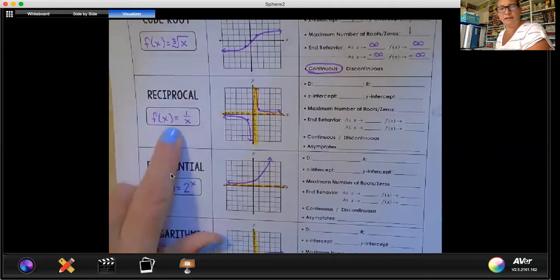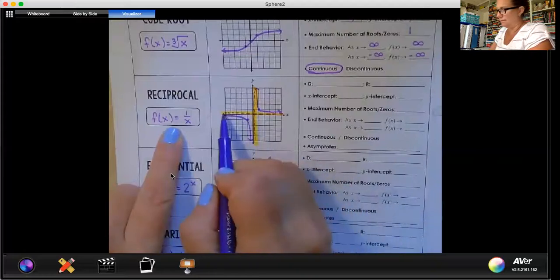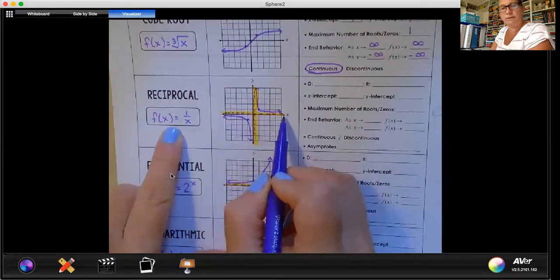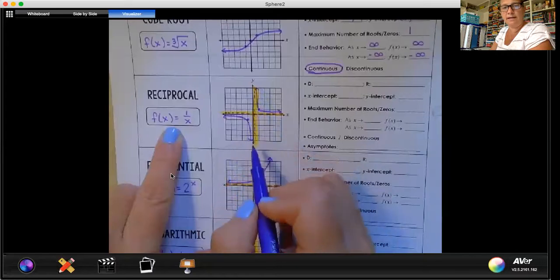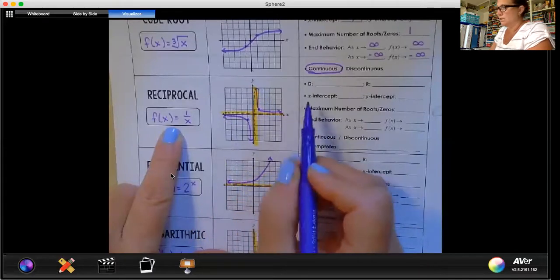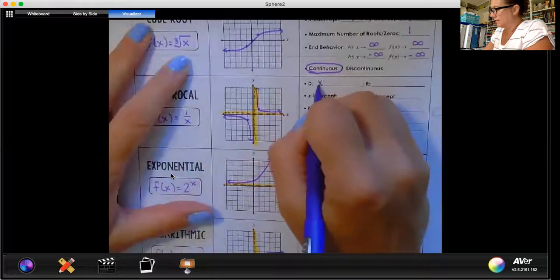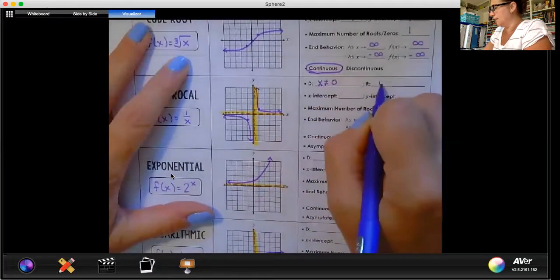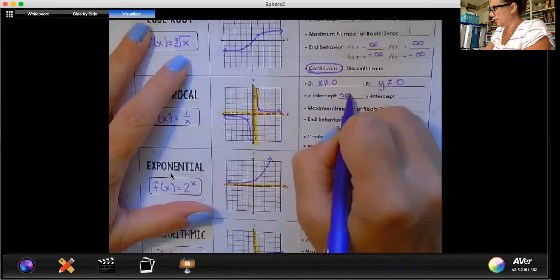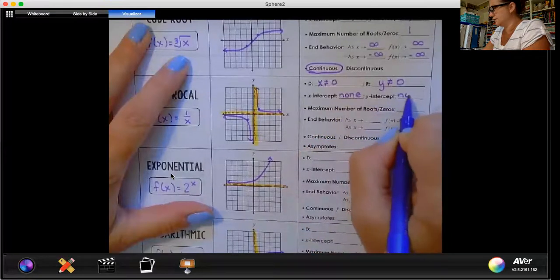Reciprocal function, f of x is 1 over x. 1 over x has a horizontal and a vertical asymptote. Horizontal asymptote at y equals 0, vertical asymptote at x equals 0, and it is in quadrants 1 and 3. So your domain is x cannot equal 0. Your range is y cannot equal 0. There are no x or y intercepts.